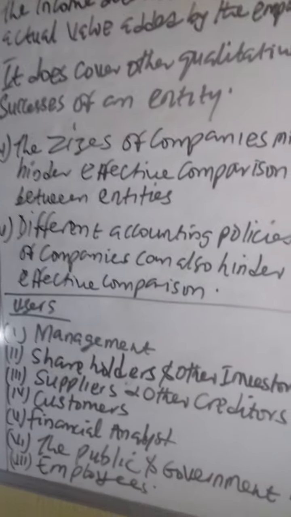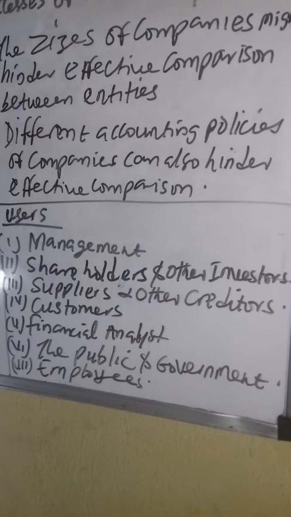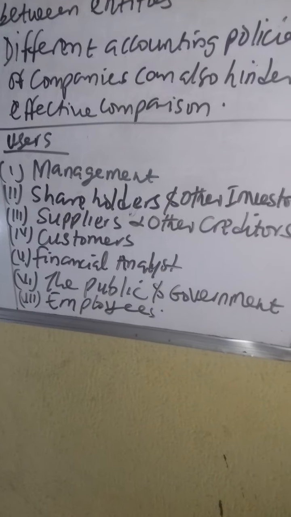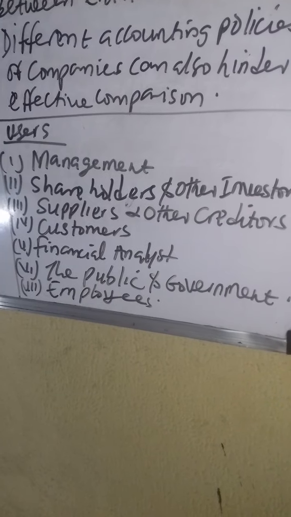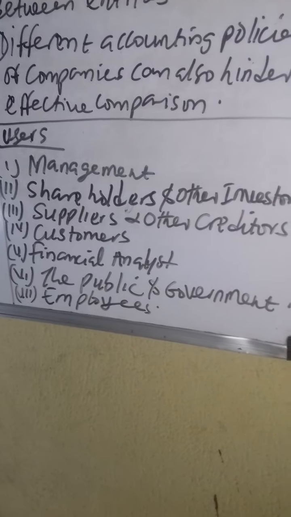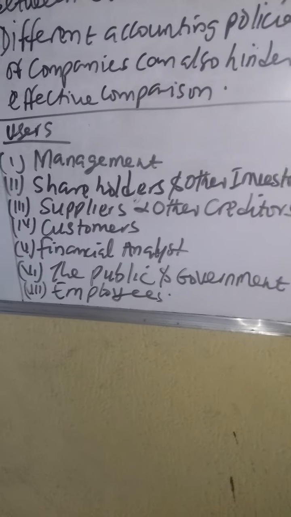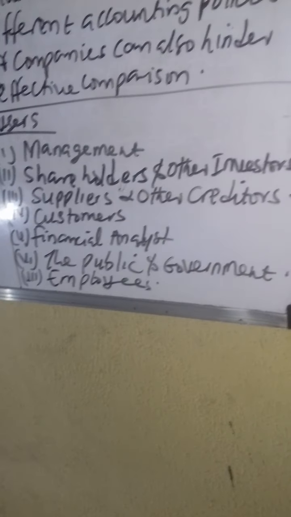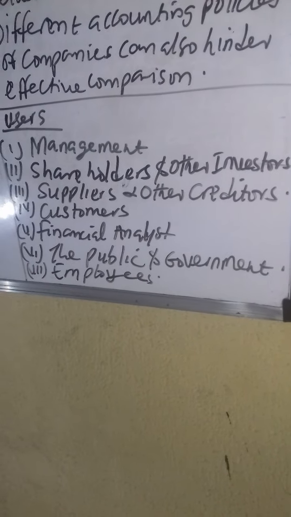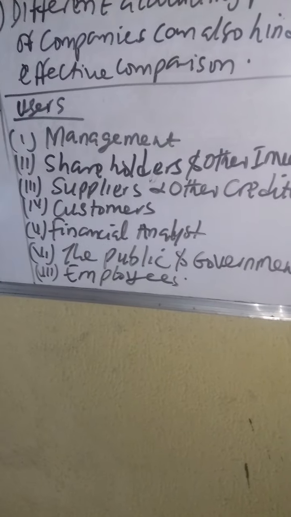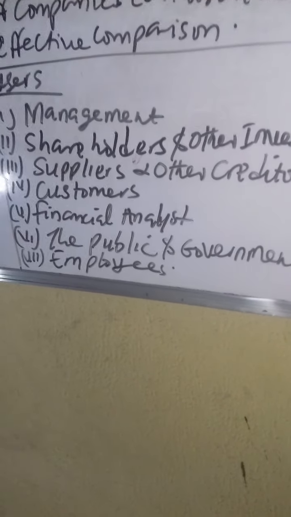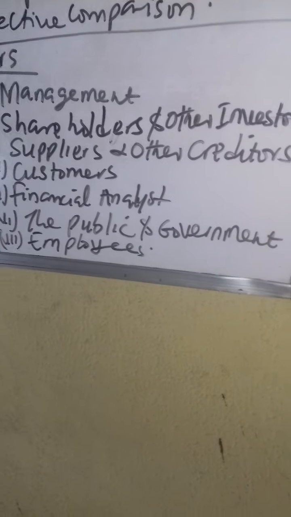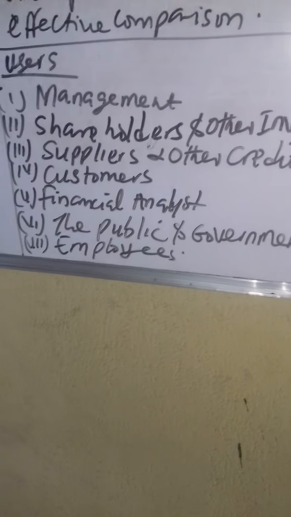Who are the users of financial statement or ratio analysis? The users are listed here, and what they use the financial statement for varies. The decisions they take from this also varies. We have the management, we have shareholders, we have other investors, suppliers, other creditors like banks, customers, financial analysts like myself, and journalists, public and government. Then we look at the employees.